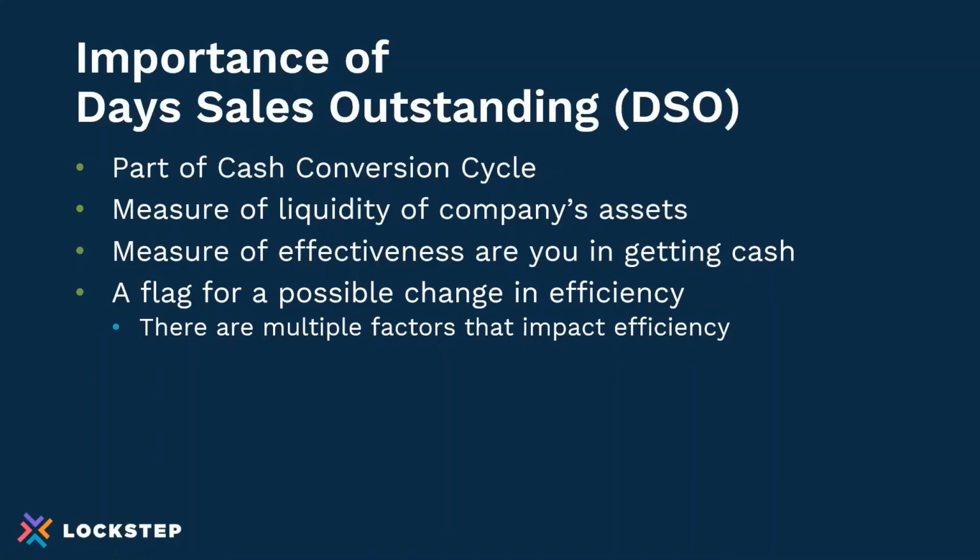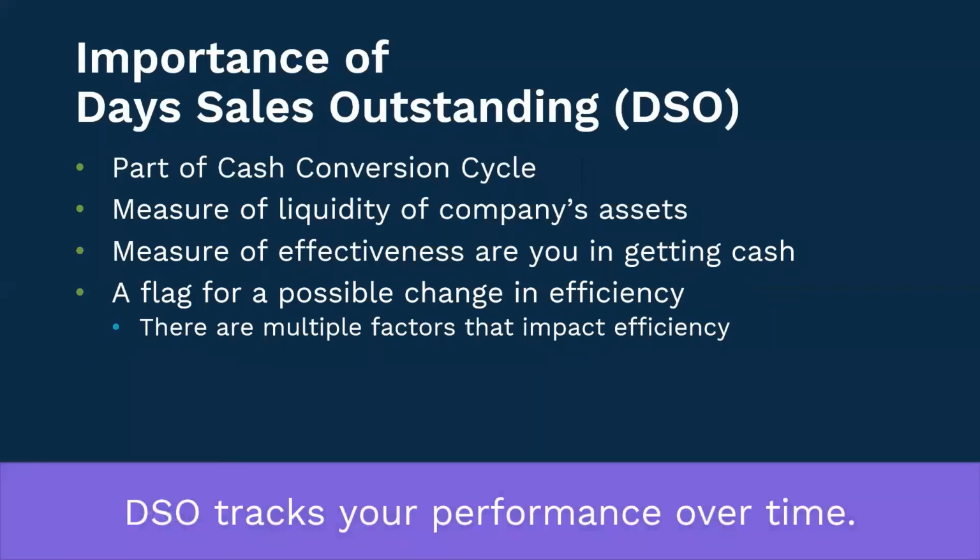And so it's an important thing to track and understand: is something going wrong with the process? It's really this ability to track and report effectiveness, as well as the ability to indicate potential changes in efficiency, that makes DSO so important. It allows you to track your performance over time and then understand whether the changes in your policies and procedures are actually working.